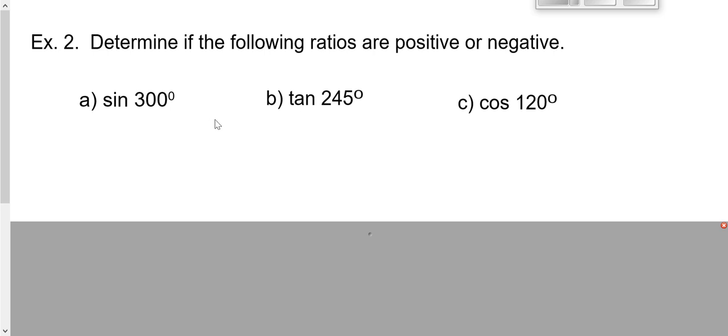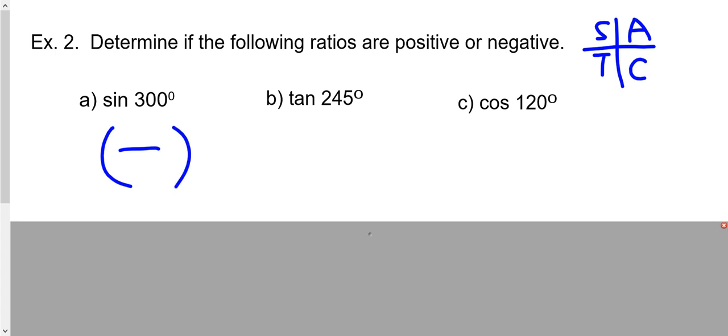Okay, let's put that into use. Example 2, determine if the following ratios are positive or negative. You don't have to tell me the exact value. Just tell me, sine 300 degrees, is that going to give you a positive answer or negative answer? If you have memorized the CAS rule, let me quickly write it down here. CAST. Looking at 300 degrees, 90, 180, 270, 300, only cosine is positive here, and you have sine. So therefore, you are going to get a negative answer.